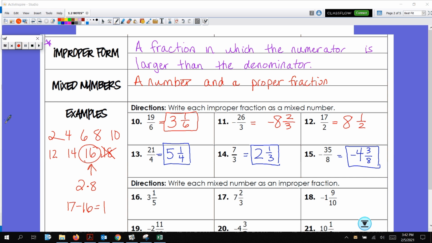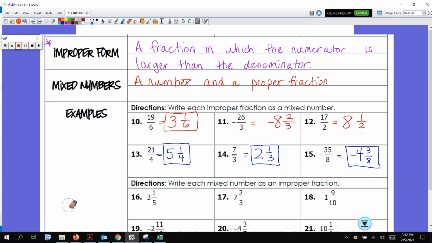That's really the main reason I don't really like mixed numbers, but it is a good skill to have, and some teachers don't feel the same way I do, so it's good that you practice it, okay?